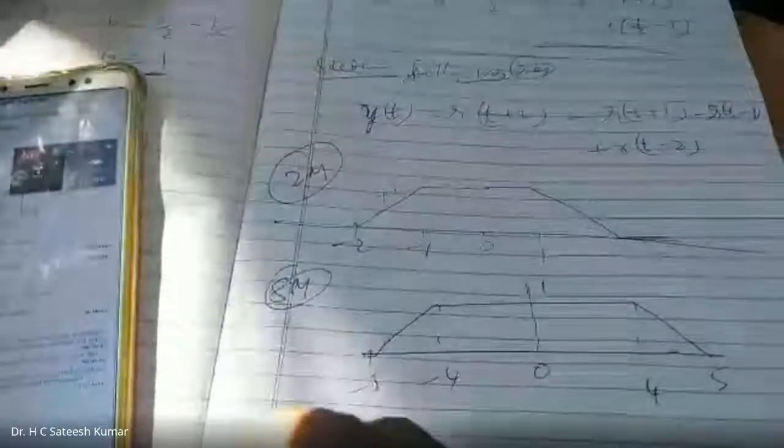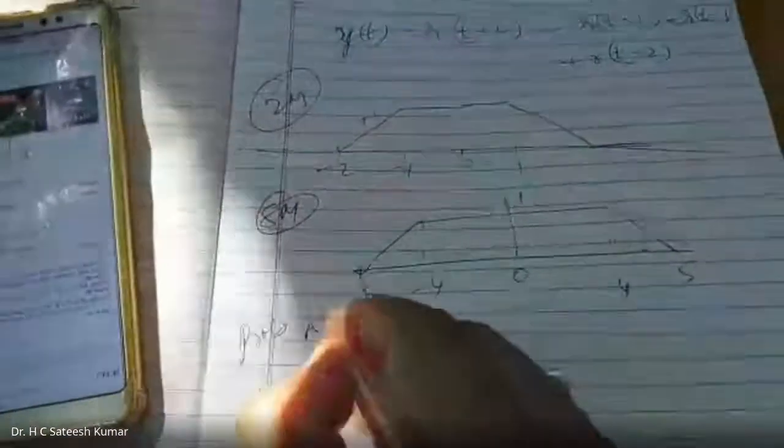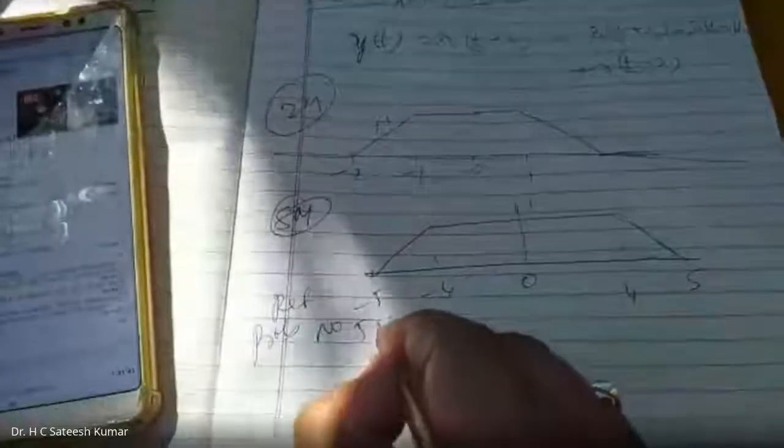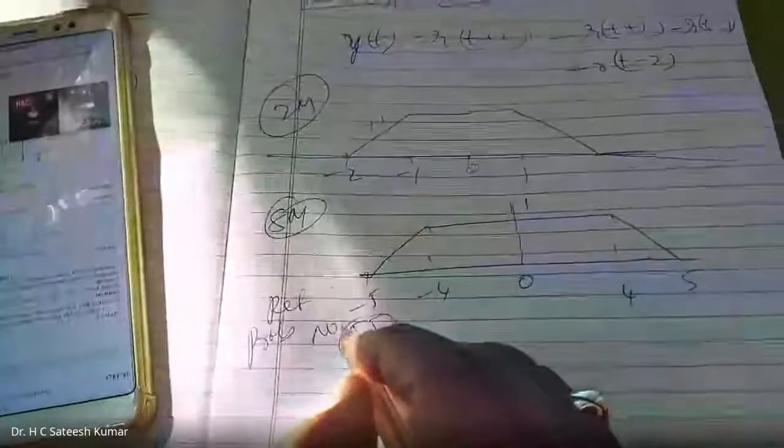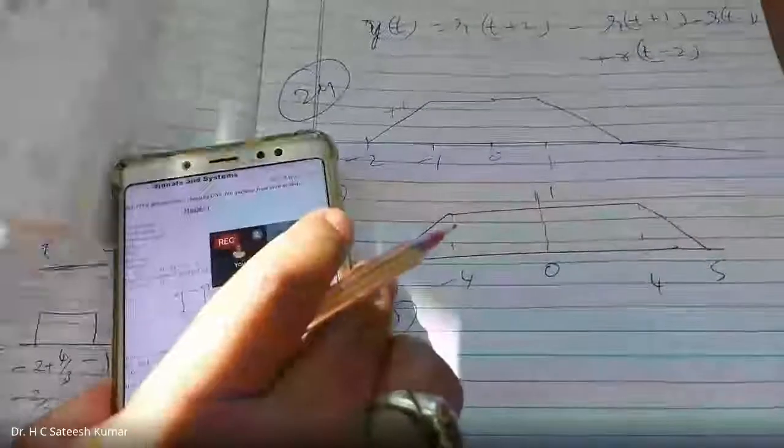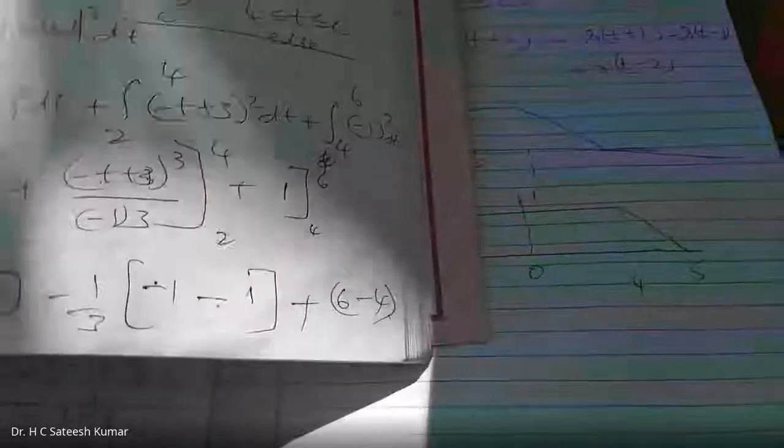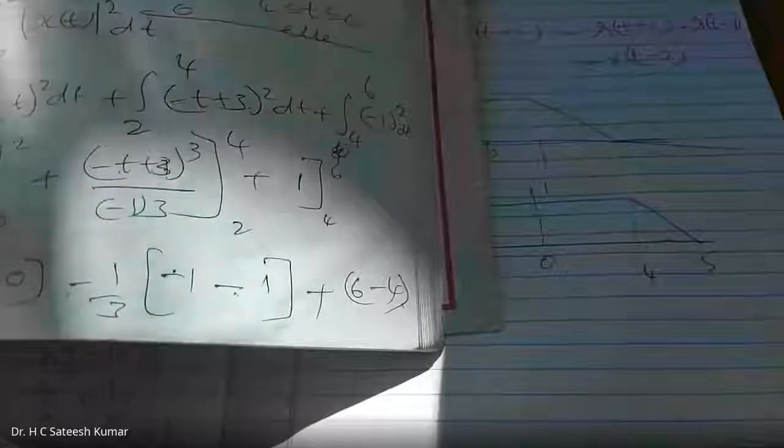Problem number 55, you can refer. It came from my notes only. Refer problem number 55. The answer you will get is 26 by 3. You can verify it. This problem came from my notes only. Okay. That's all about the 2020 paper.